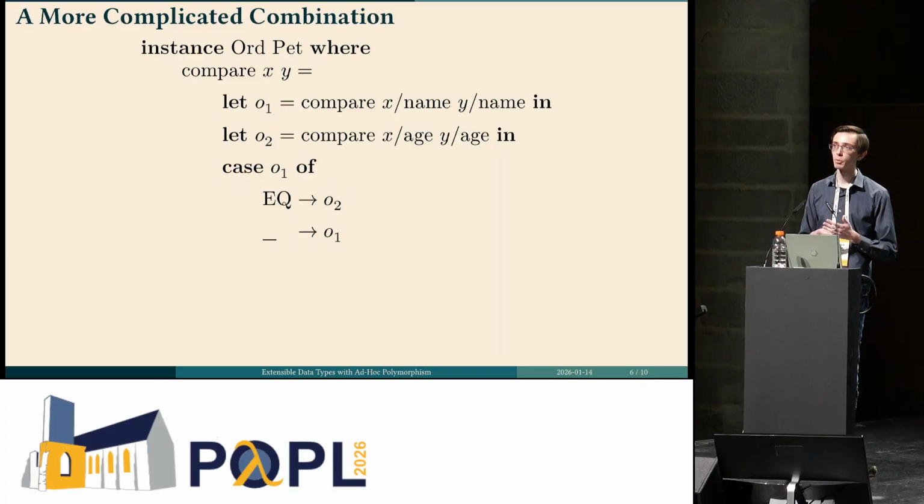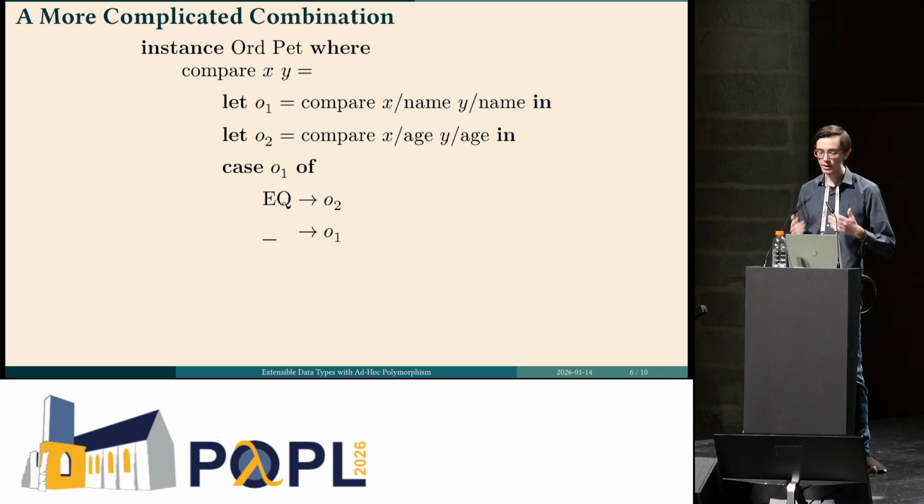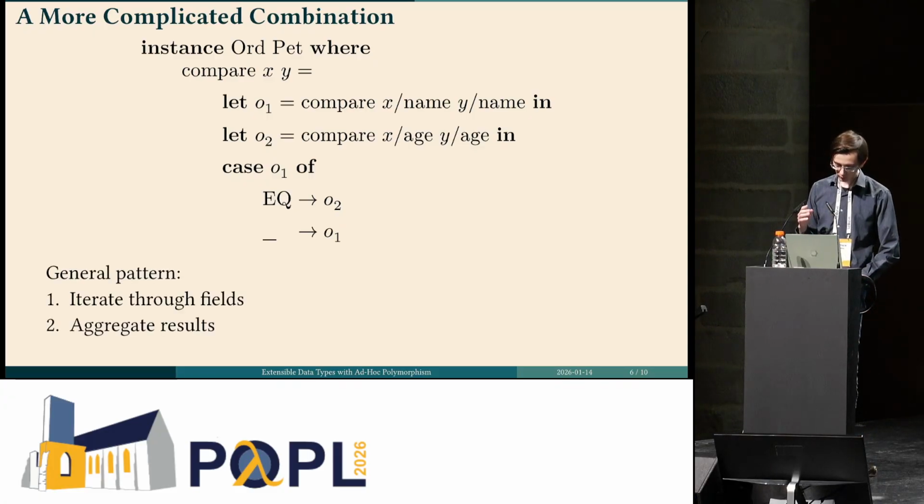So here in this example, we're going to see how we can define a very generic instance of Ord using the combination of these two features in order to make it easier for users to define these sorts of generic things. Okay, so just to summarize, in these sorts of instances, the approach that we're going to take is we're going to iterate through the corresponding fields of the inputs, and then we're going to aggregate the results in some way.